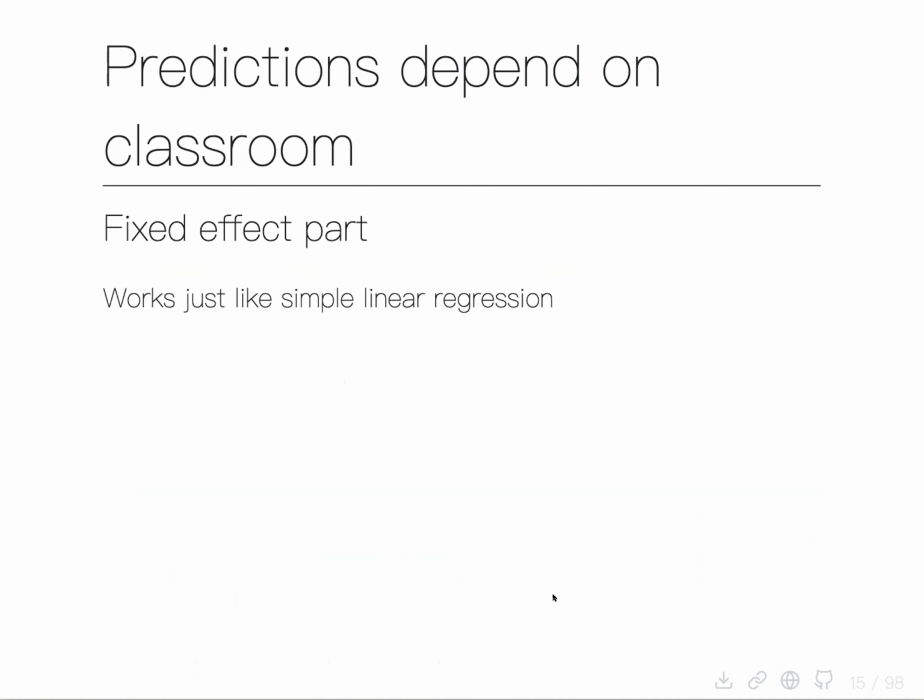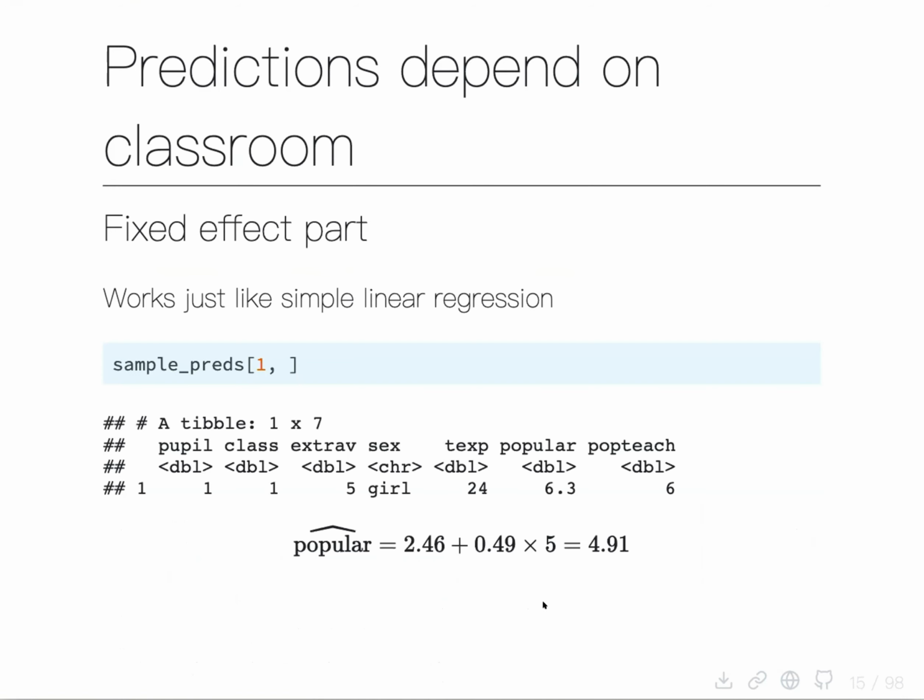The fixed effects part works just like simple linear regression. So here is the first student from sample preds that we're going to make a prediction for. Okay. So we're going to first start out with the fixed effects part. 2.46 plus 0.49, those are our fixed effects, times 5. Why times 5? Because that's what this student's extroversion score is. Okay, so that part's just like simple linear regression. There's nothing different at all.